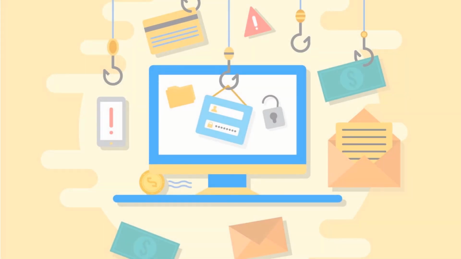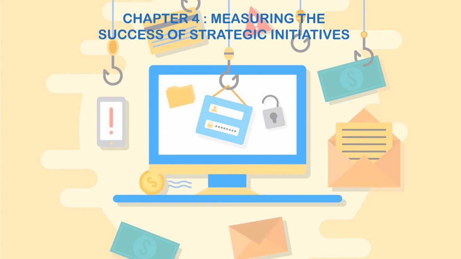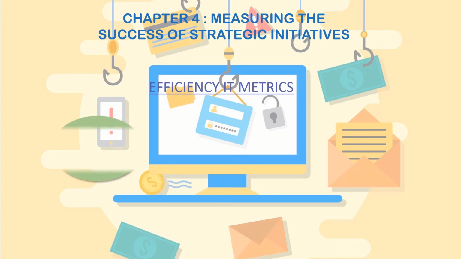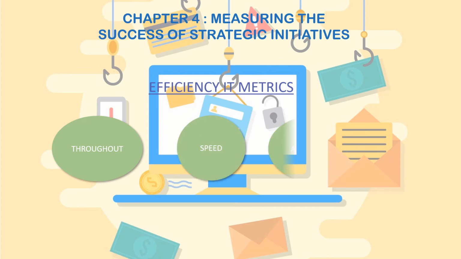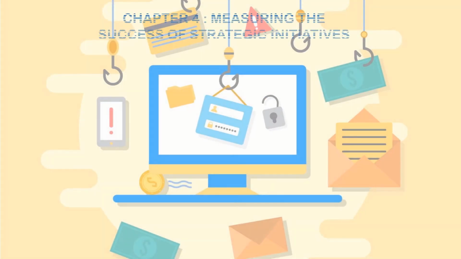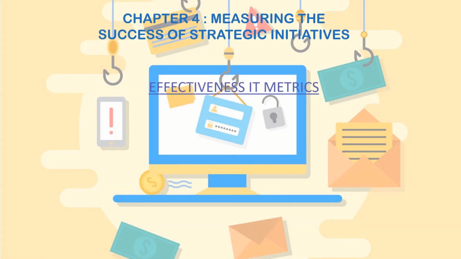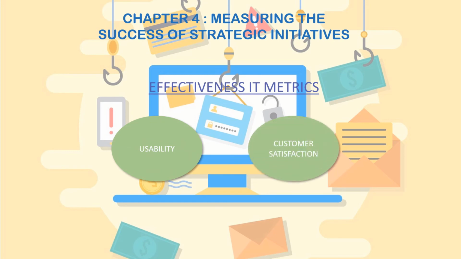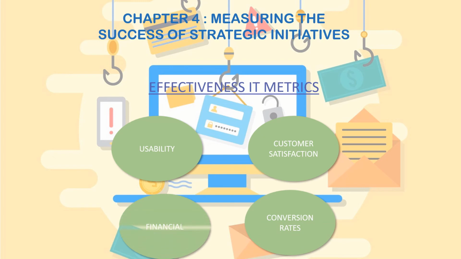Hello, so in this slide I will talk about chapter 4, measuring the success of strategic initiatives. In this chapter I will talk about 2 things, which is firstly efficiency IT metrics. In efficiency IT metrics, they have throughput, speed, availability, accuracy, web traffic, and response time. And the last one is effectiveness IT metrics. In effectiveness IT metrics, they have usability, customer satisfaction, conversion rates, and financial.